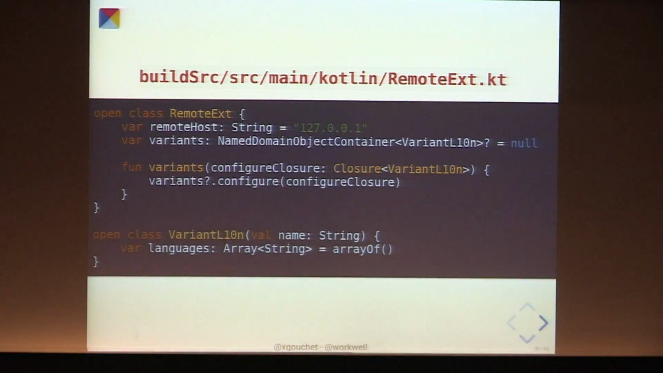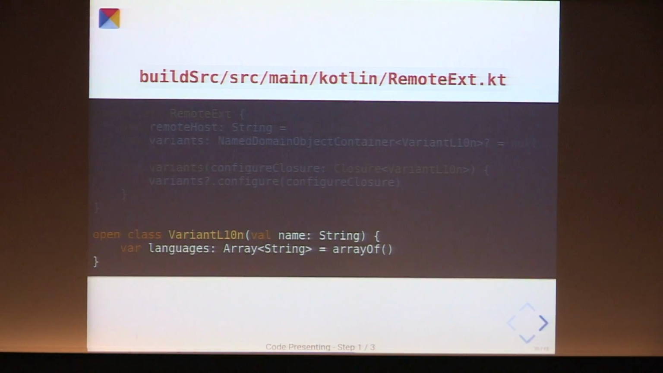So we are going to add something that's called a named object container. Basically, I'm going to create a variant object which has a name, which is going to be the name of the variant. The variant could be a build type, debug or release. It could be a flavor that's going to be free or full, or it could be actually a variant, so free debug or full release or anything else. And for each variant, I can specify a list of languages.